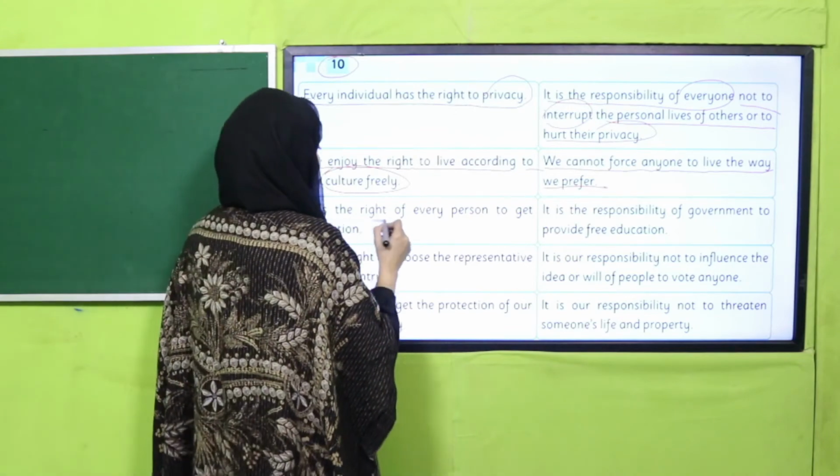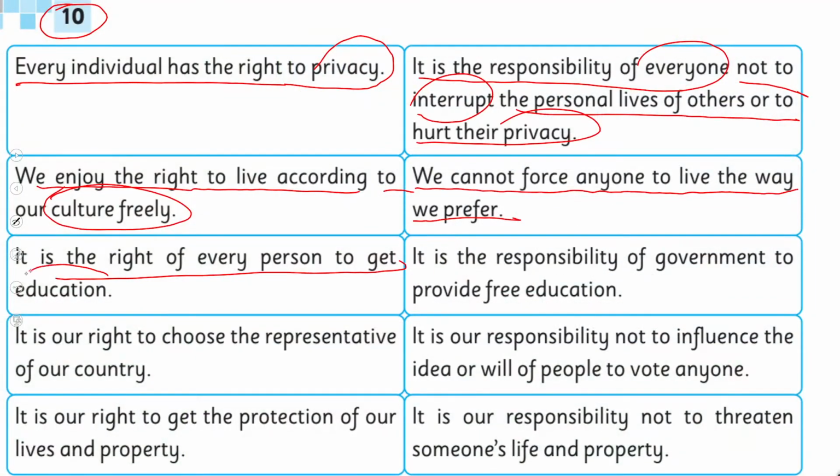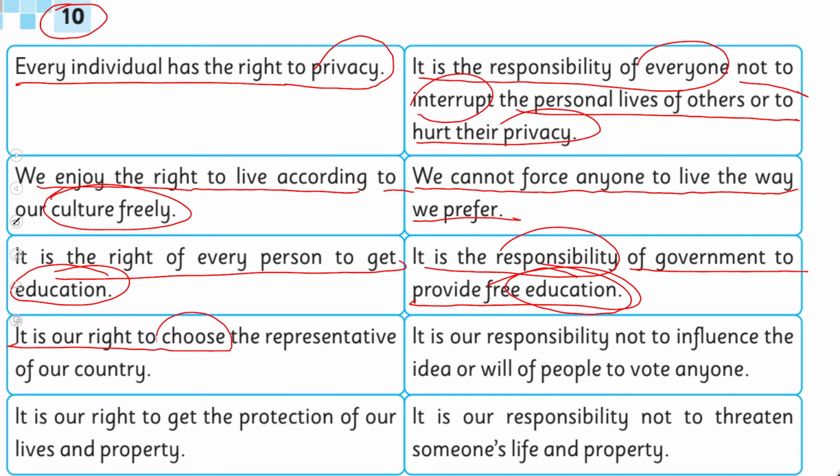It is the right of every person to get education. सबका हक है कि उसको तालीम मिले. It is the responsibility of the government to provide free education. अब एक government की responsibility है कि वो सबको free education provide करे. It is the right to choose the representative of our country.